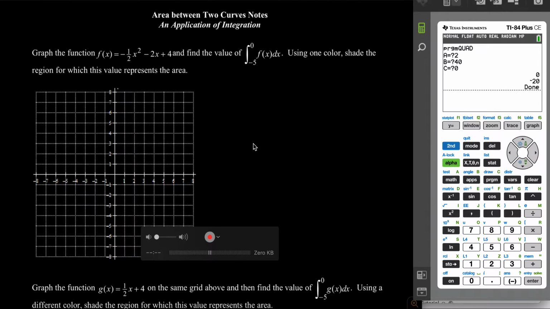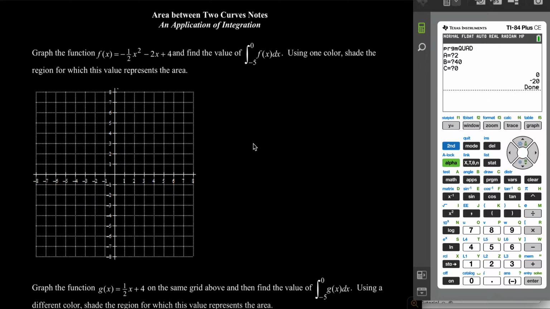All right, so first they ask us to graph the function and find the value from -5 to 0 of the integral of f. This is a review of what we've been doing. So we are going to do this first page or page and a half without our calculator just to get the idea down. So I want to graph this parabola.